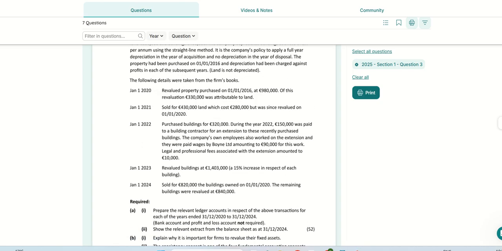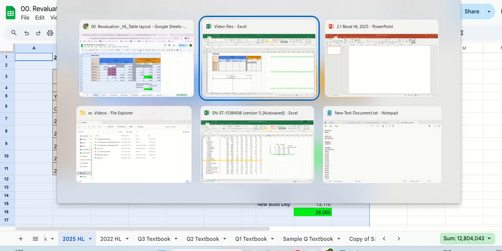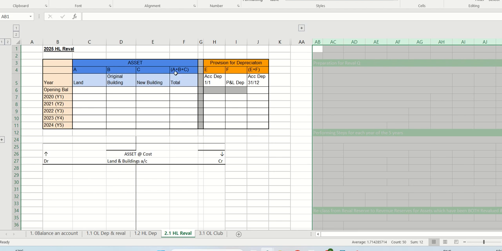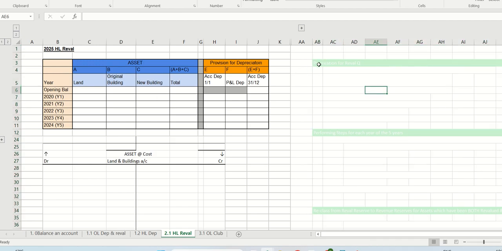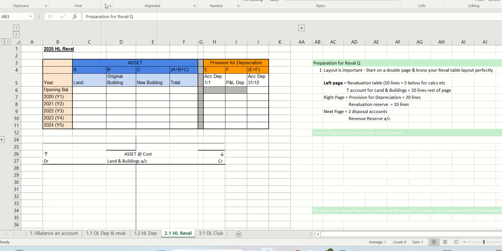Okay, so in order for us to perform this question, we need to create a table to calculate and hold our revaluation information, and then we need to do our T accounts, which is where the marks come from. So all the marks you're going to get are going to be in your T accounts, but we need the table to inform the numbers that are going to go into that. So first thing we're doing is our layouts. You're starting on a double page always in a reval question.